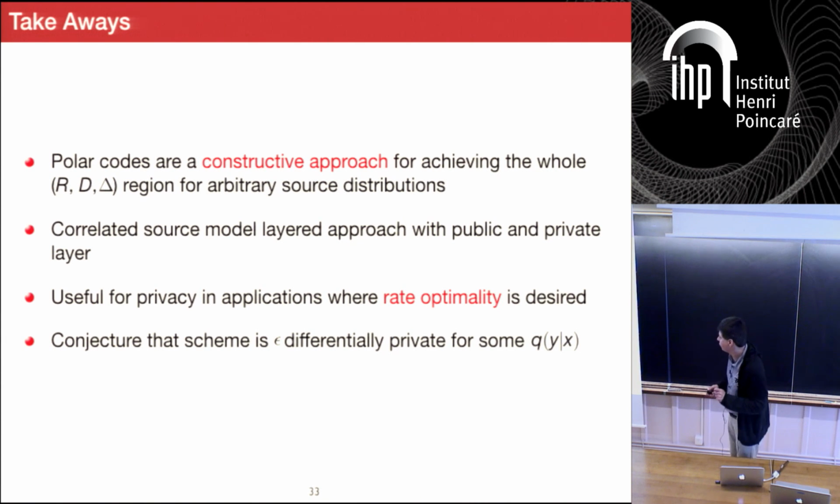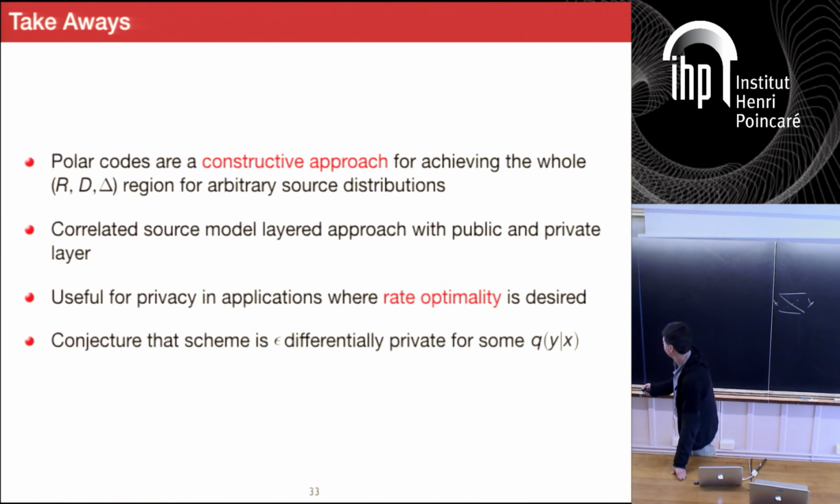For any other distributions, we are far off, and we are still working on this problem. But I think there is a big indication that this scheme is epsilon differentially private for many distributions. There are some distributions which don't work, for example if you have a Z channel between the sources x and y. Then this scheme won't be epsilon differentially private because this edge is missing, and we can show this. So there are some indications that it works for some source correlations, but not for all.